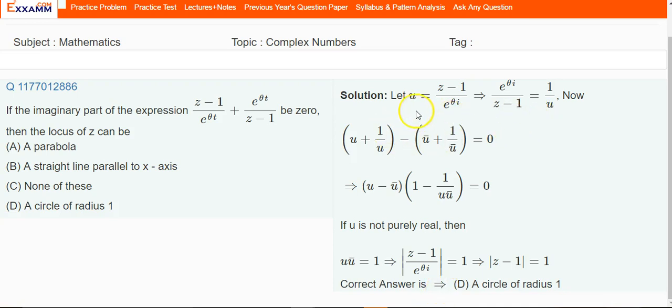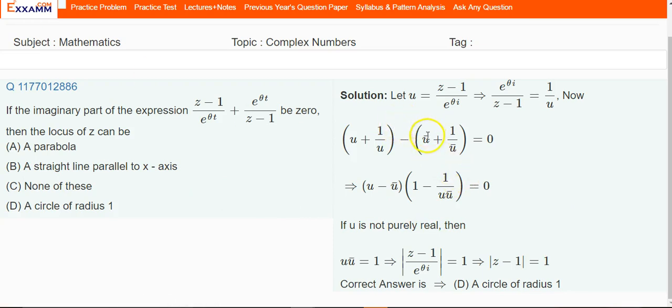Here keep in mind that the imaginary part of u is not equal to 0. The imaginary part of u plus 1 upon u is 0, so u may not be purely real. That's why we can say u is not equal to u bar. So we can proceed further, say that u bar is equal to 1, and then go and solve the problem. Then it becomes very easy.